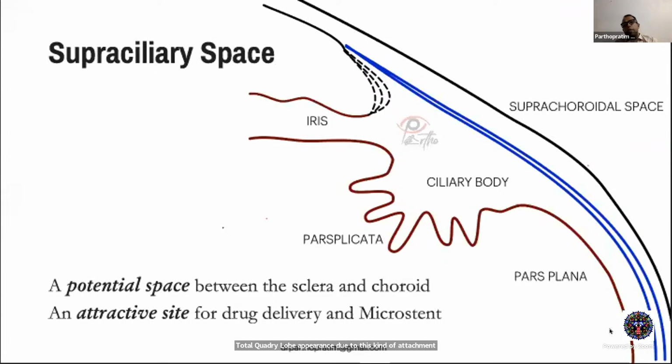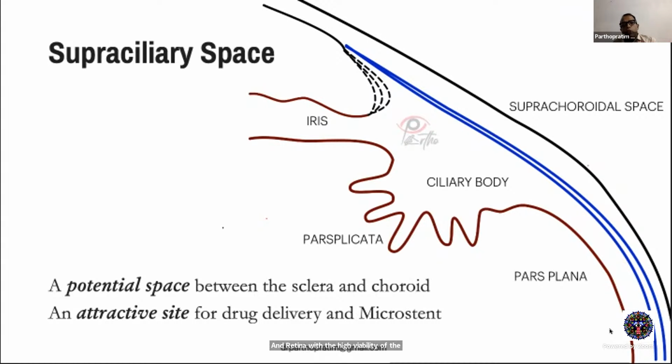Now, the supraciliary space, I just want to highlight for 2 reasons. One is that this is a potential space located below the sclera and above the choroid and ciliary body. It has now become a very popular and attractive site for drug delivery because it targets the choroid, and it continues into the suprachoroidal space also. So the retinal pigment epithelium and retina can be targeted, with high bioavailability of the drug while maintaining low levels elsewhere in the body.